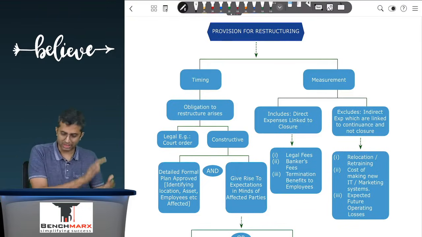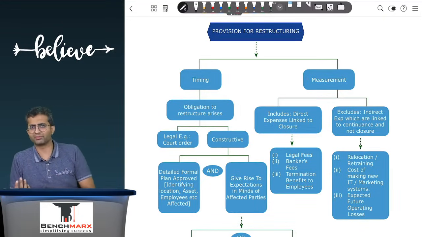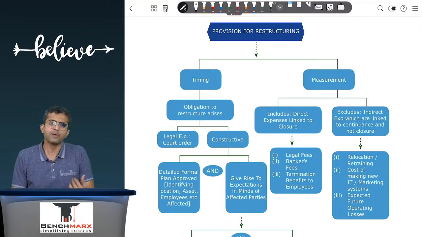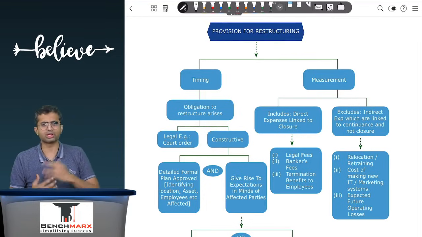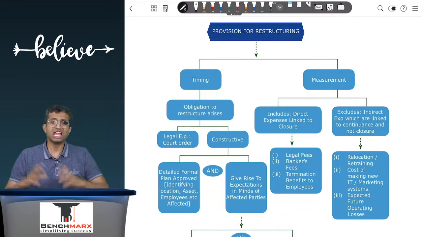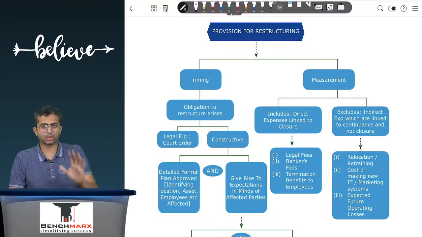The existence of a detailed formal plan in place which gives rise to expectations in the minds of the affected parties, and that can arise if the plan has been communicated or the dismantling process has started or implementation of the restructuring has started, in which case we are allowed to create, or we should create, a provision for restructuring.